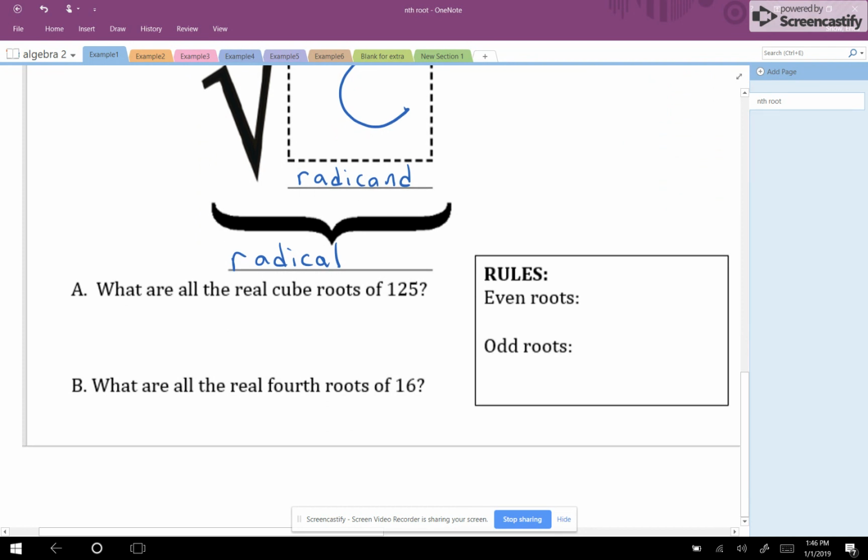Two rules that you kind of need to know: if you are looking for even roots, so this means that our index is an even number, then they're going to come in pairs, so that there's an even number of roots. And those pairs are always going to be opposites.